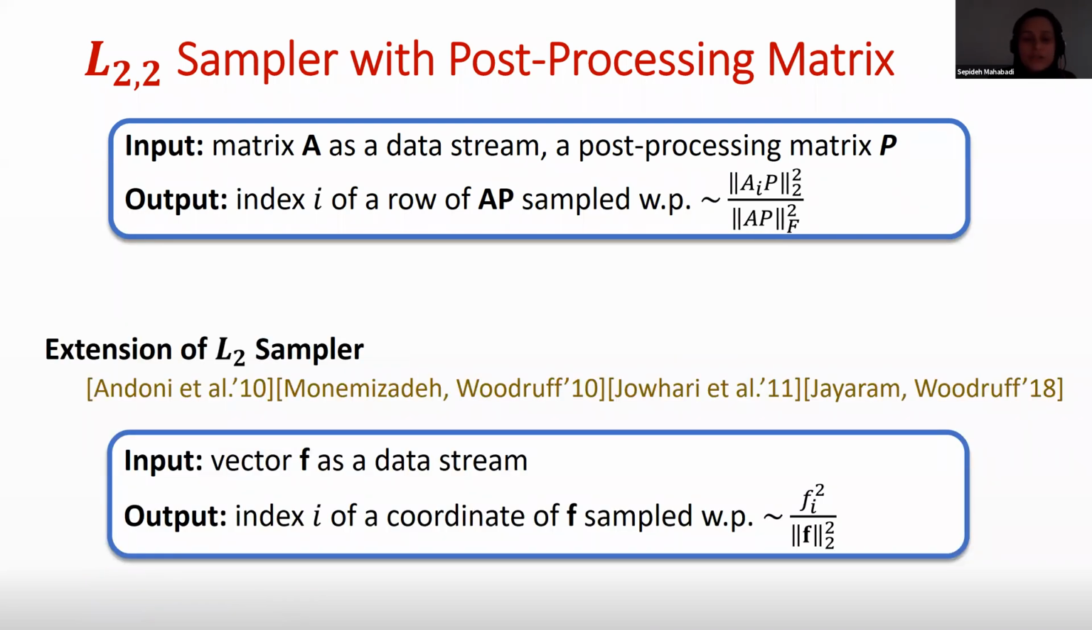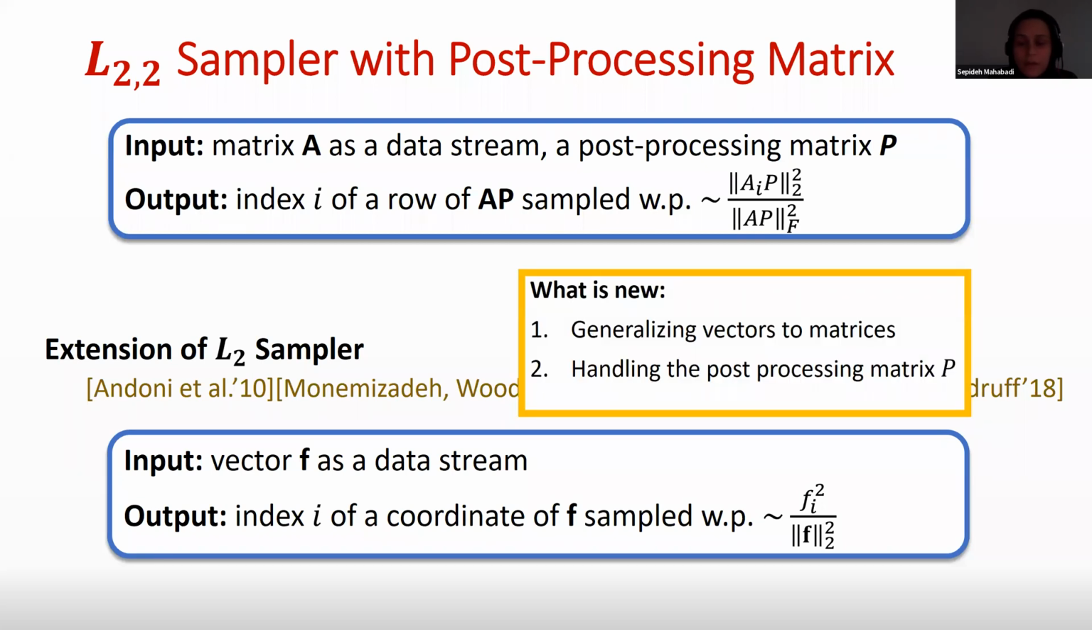So our sampler follows the general approach for an L2 sampler of a vector. In that problem, we are not given a matrix, but we are given a vector in a data stream fashion. And then the goal is to pick one index of this vector with probability proportional to its value squared over its 2 norm squared. So what's new here is that, first of all, we generalize our approach from vectors to matrices. And second, we need to be able to handle the post-processing matrix P.